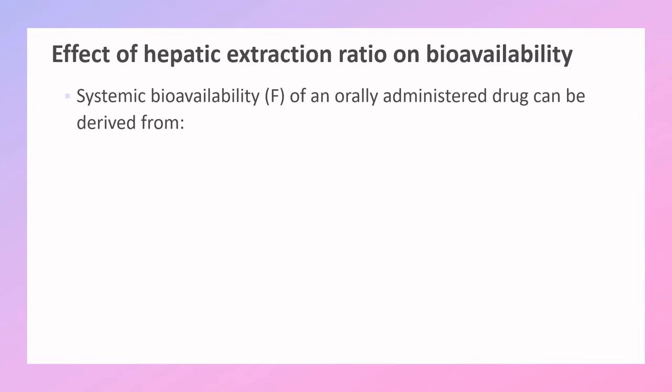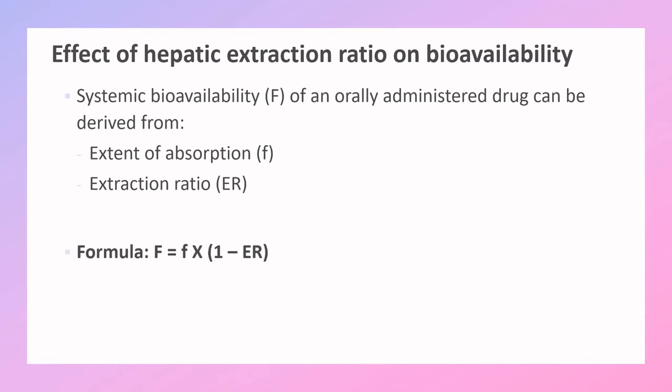So moving on, what is the effect of hepatic extraction ratio on bioavailability? The bioavailability of an orally administered drug can be derived from basically two factors. The first one is the extent of absorption and the second one is the extraction ratio. We signify extent of absorption with small f, extraction ratio with ER, and bioavailability with capital F. So the formula is that the bioavailability is equal to the extent of absorption, small f, multiplied by 1 minus the extraction ratio.